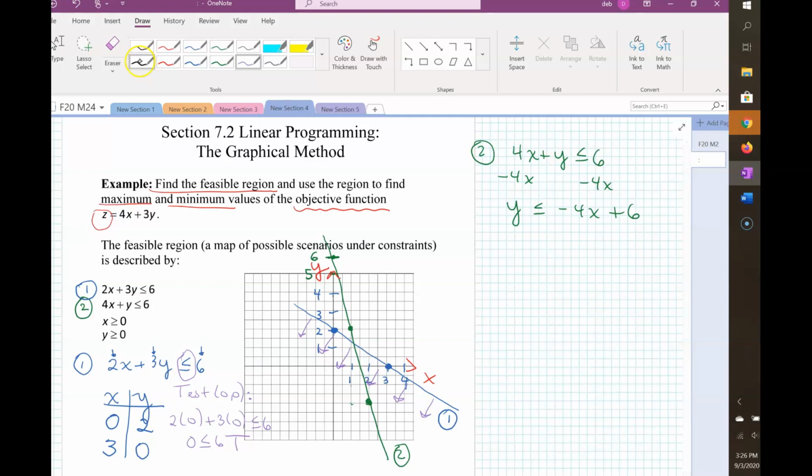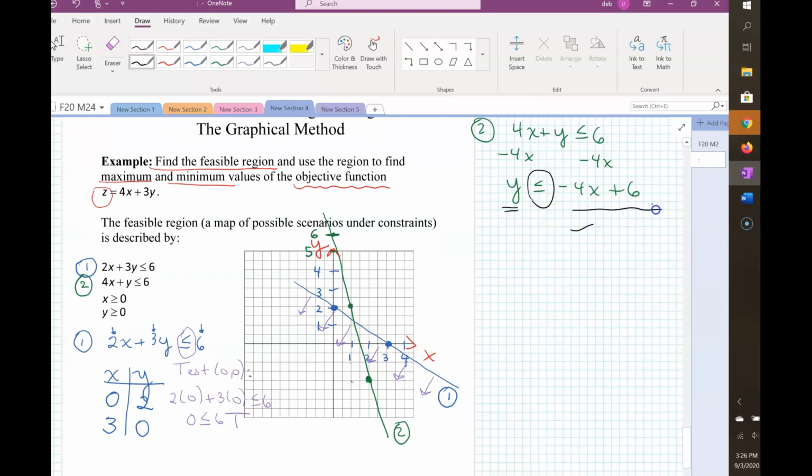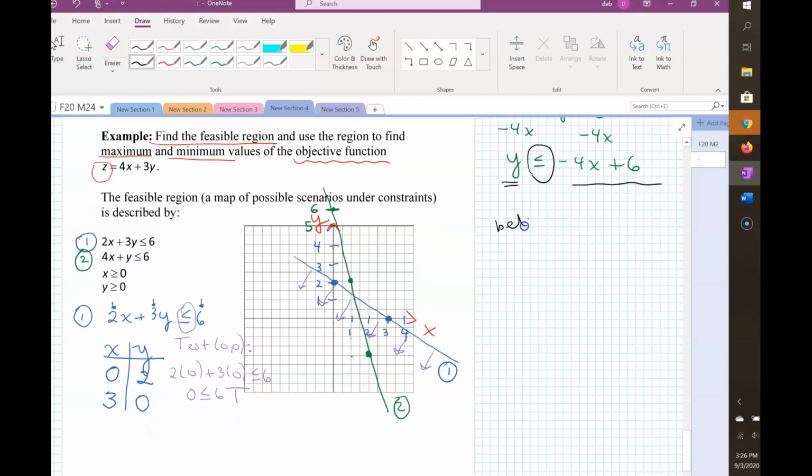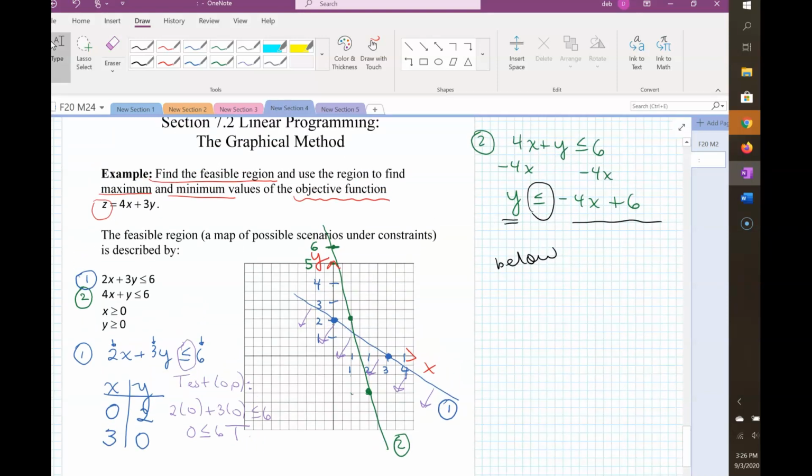Okay, then my second line, I have y is less than or equal to the points on the line. So I can use the above-below method and say, clearly I want points below the line because I want y values that are smaller, and you find those down lower. So I'm going to go ahead and make some arrows showing that region.